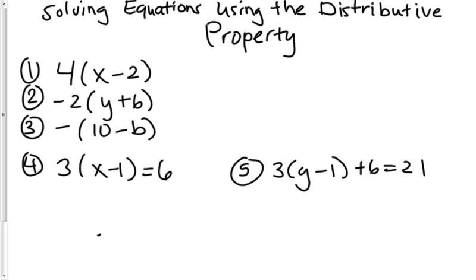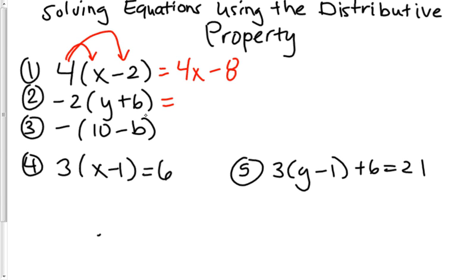So number 1, you have 4 parentheses x minus 2 close parentheses. So here, whatever number is on the outside of the parentheses, you have to multiply to every term inside the parentheses. So you got to do 4 times x, which equals 4x, and then you got to do 4 times negative 2, not positive 2, so don't forget that it's minus 2. So what's 4 times negative 2? It is negative 8. So that expression simplifies to 4x minus 8.